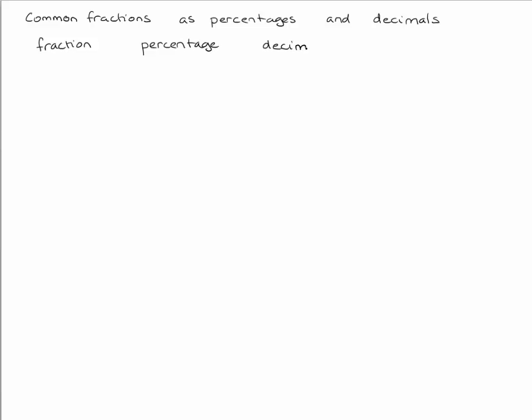This video is about looking at some common fractions and writing those common fractions as percentages and decimals. There are some common fractions that it is really good to know the equivalent percentage and decimal for. Those fractions include a half, a quarter, a fifth, and multiples of those, so 2/5, 3/4, and so on.